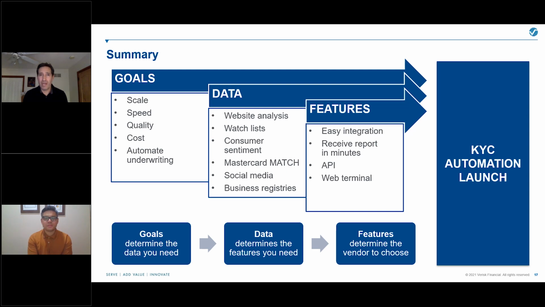Automating KYC is great, but there are times where you need to speak with the vendor and understand what the results are, get your training, get your support. Maybe you want to talk about that a little bit.